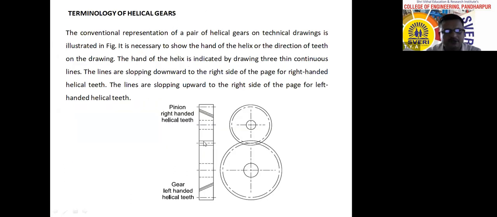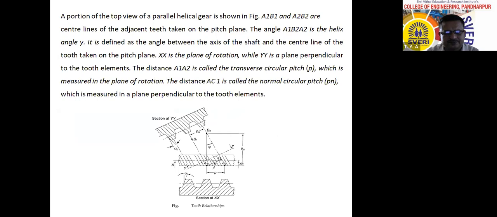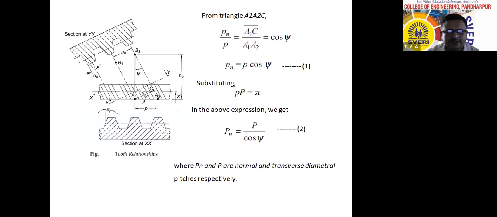Then we have seen terminology of helical gear. Terminology means normal module, transverse module. Psi means this helix angle. Therefore, we have seen these equations. Pn is equal to P cos psi. Now this small p is nothing but transverse circular pitch, capital P is nothing but diametral pitch.